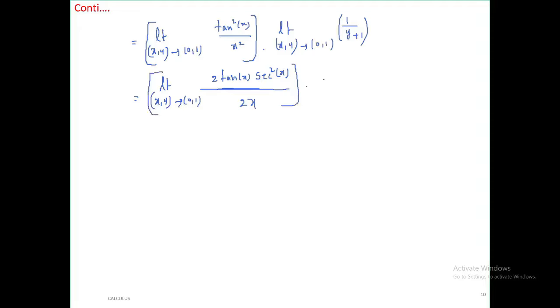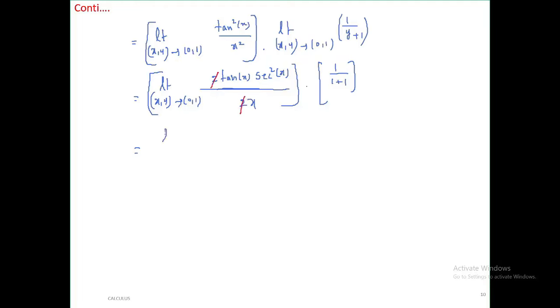Okay. Now again same story, limit as (x, y) reaches (0, 1). What about this one? You apply the limit directly. The direct limit value: x is 0 and y is 1. Substitute y is 1, 1 by 1 plus 1. There is no extra. And for this one, again substitute x is 0, y is 1. Only x terms, x is 0. Tan 0 is 0. Again 0 by 0 form you are getting. So therefore, one more time L'Hospital rule.